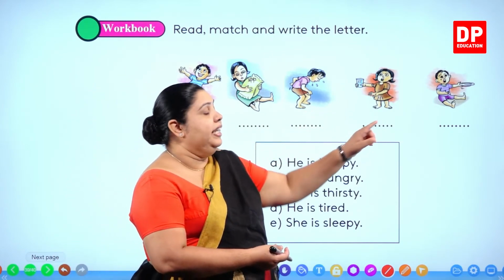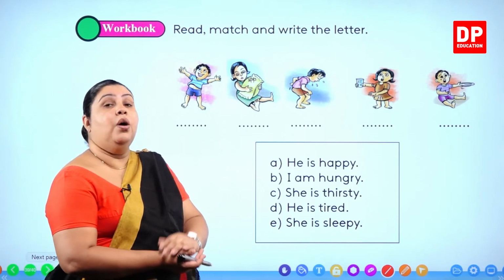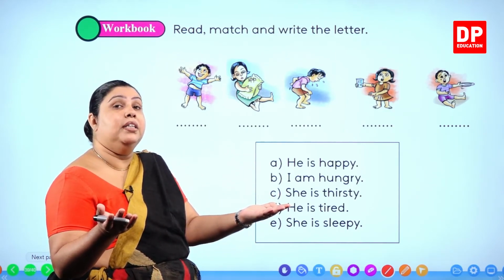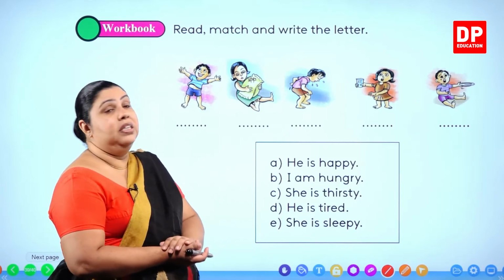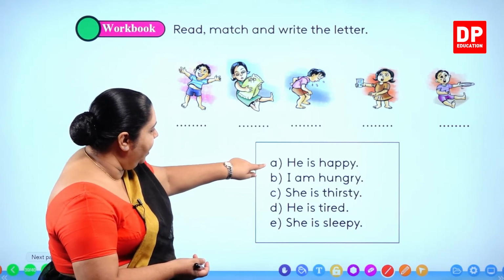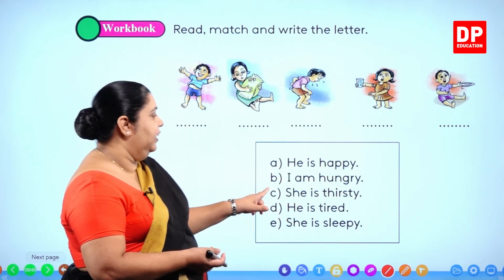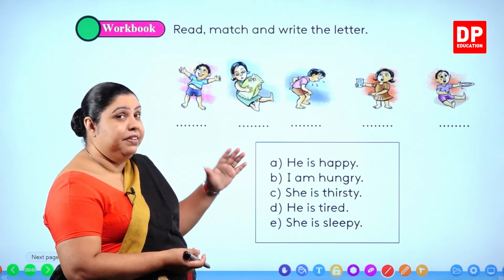We have been given a small space. Write the answers. Now how are we going to write the answer in a small space like that? No, what we have to do is write the letter. Here we are given the answers, the correct words for the pictures.